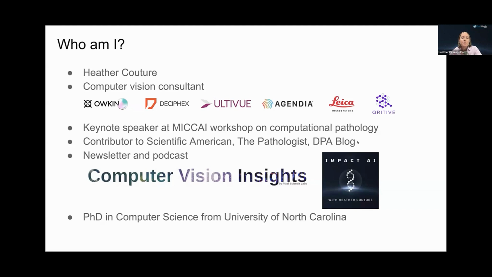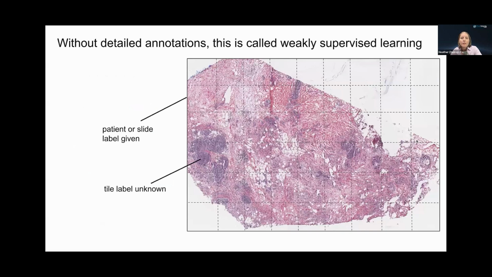And my story in pathology really starts during my PhD. We were working with images of breast cancer and trying to predict molecular properties like receptor status and genomic subtype. When trying to predict biomarkers, you only have patient or slide level labels. Without detailed annotations, this is called weakly supervised learning. So labels are available for each patient or slide, but labels for tiles within them are unknown. It's up to the model to infer the latent tile labels or to naively assume that all the tiles in the slide fit the patient label.